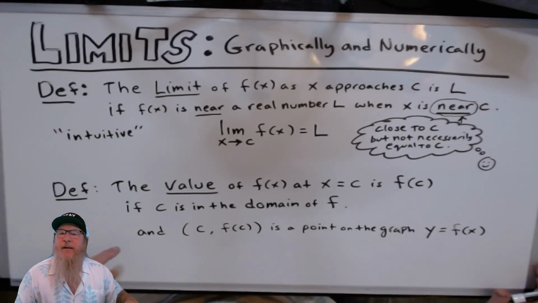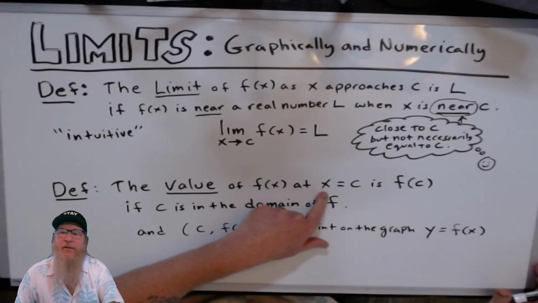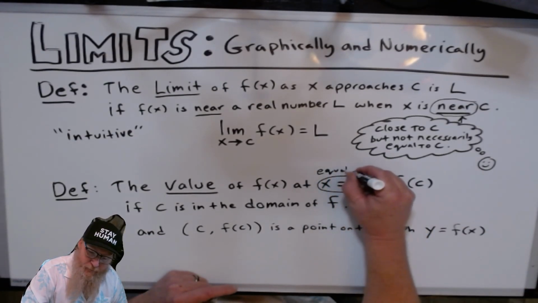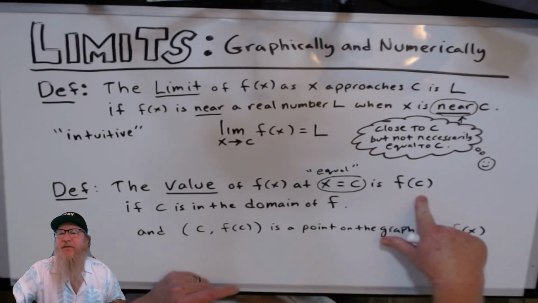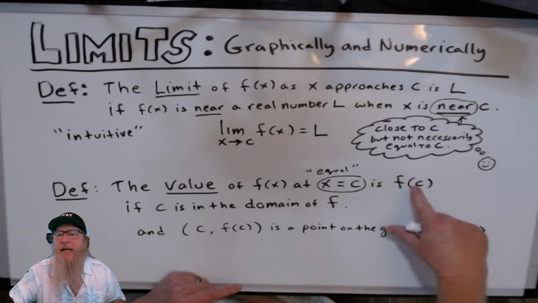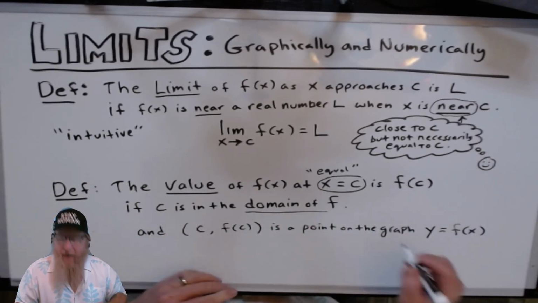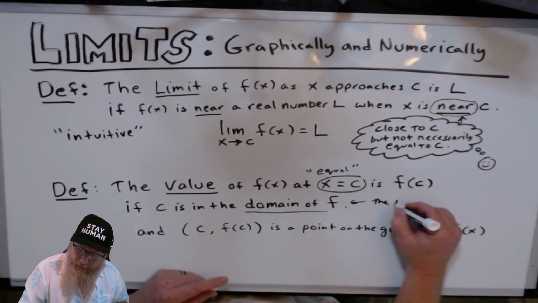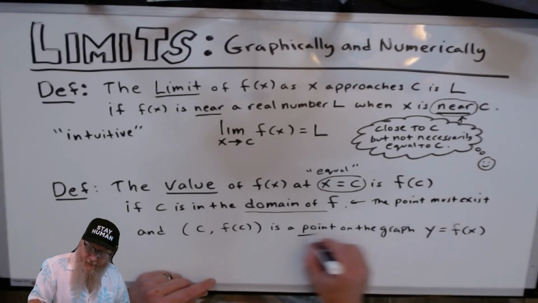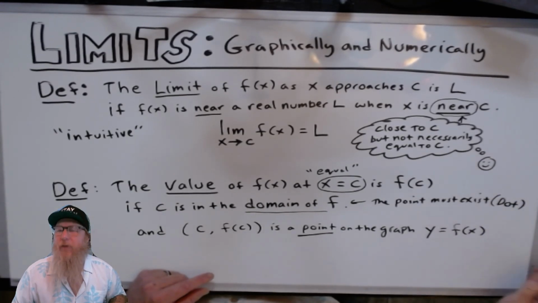They have different definitions. The value of a function, f of x, at x equals c, so there's no near. This is actually equal, is f of c. Now, even though we write f of c, what this ultimately will end up being is a point if c is in the domain of the function. So in other words, the point must exist. It can't be a hole. It has to be a dot, or a closed dot.